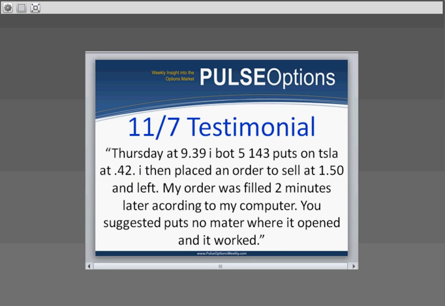So here's an email that I got just later that week. It said, Thursday at 9:39, I bought 5 143 puts on Tesla at 42 cents. I then placed an order to sell at $1.50 and left. My order was filled 2 minutes later, according to my computer. You suggested puts no matter where it opened, and it worked.